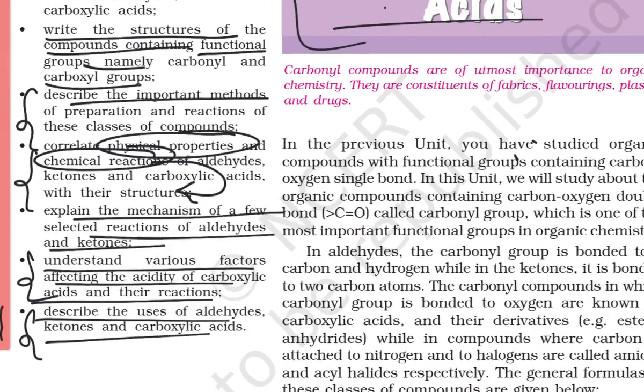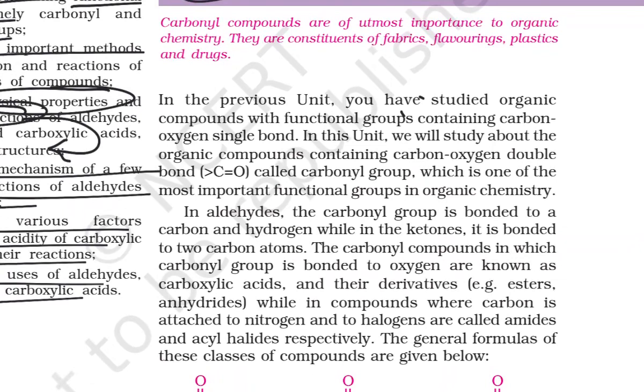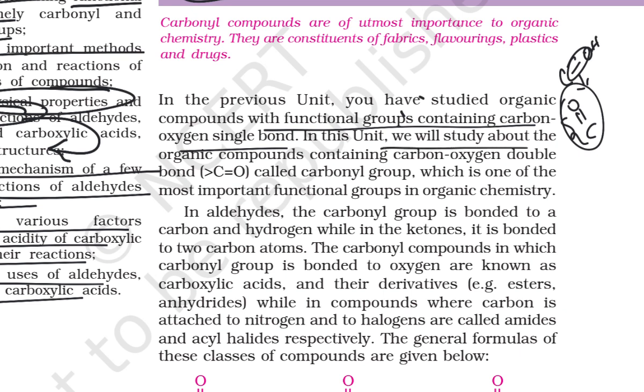In the previous unit you have studied organic compounds with functional groups containing the carbon oxygen single bond. If I take an alcohol, carbon is connected with OH, right? This is a single bond. But if you take a carbonyl compound, you see a double bond to O. So we will study compounds containing the carbon oxygen double bond, called the carbonyl group, which is one of the most important functional groups of organic chemistry.